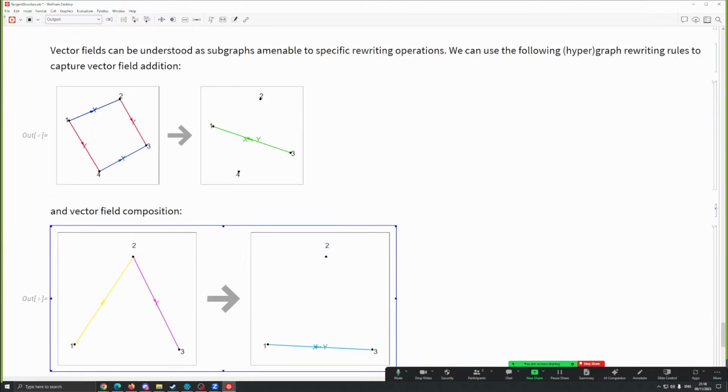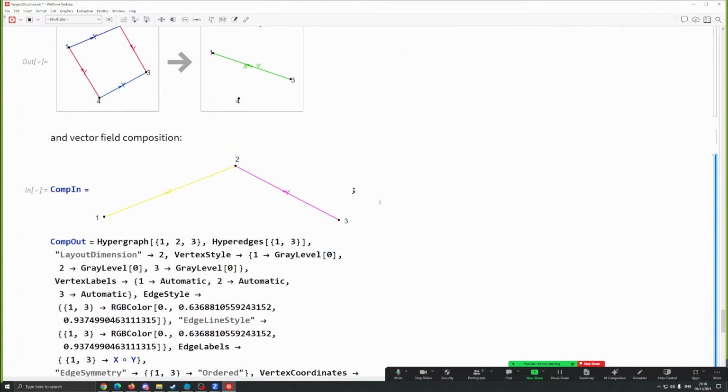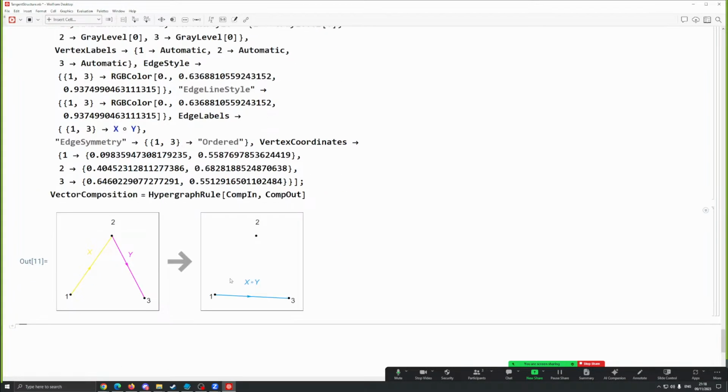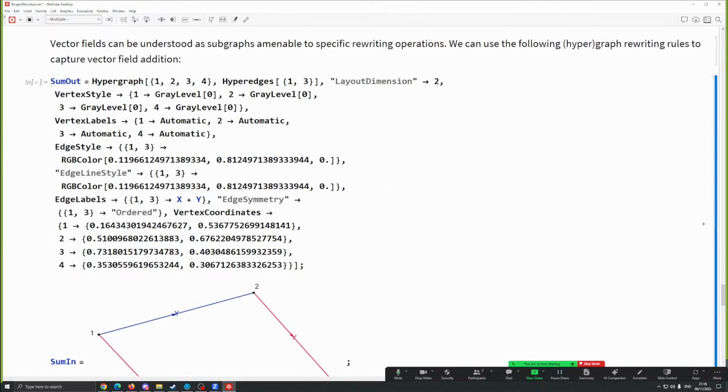Oh, Nick, by the way, if I try to rerun this, the edge labels are going to be much better. So good. That's amazing. Let me just quickly rerun this.